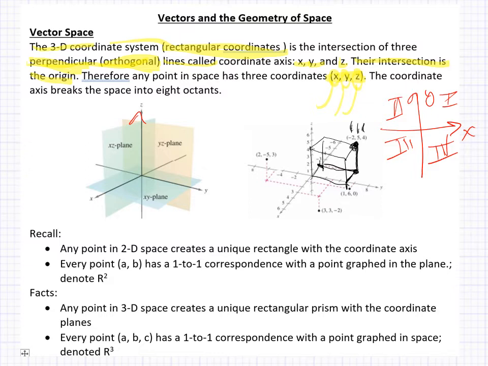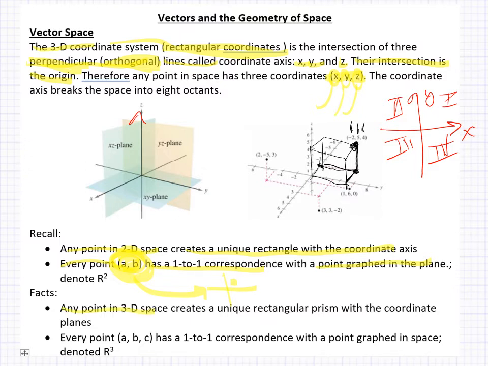So just a couple things to remember from 2D and how they relate to 3D, which is what I'm going to start this semester off with: showing you the things that are similar between 2D and 3D, then eventually we get to the things that are different. Any point in 2D space creates a unique rectangle with the coordinate axes. So that's what I was talking about a second ago. And every point (a, b), this is an ordered pair, is in a one-to-one correspondence with a point graphed in the plane. So you basically say this ordered pair matches up with a particular point on the plane. And there's not any other point on the plane that could be described with this same exact ordered pair. Same thing happens here in 3D space.